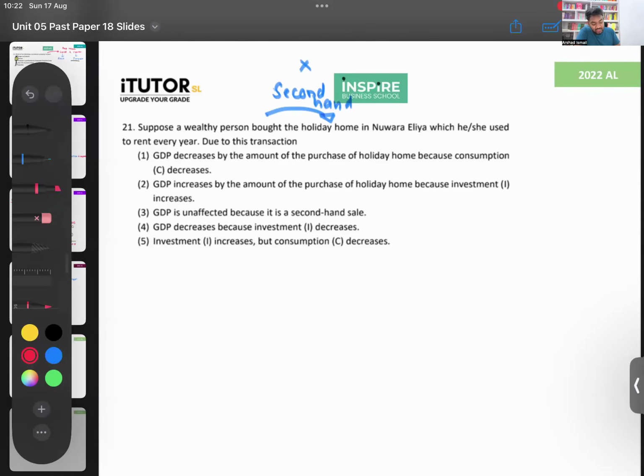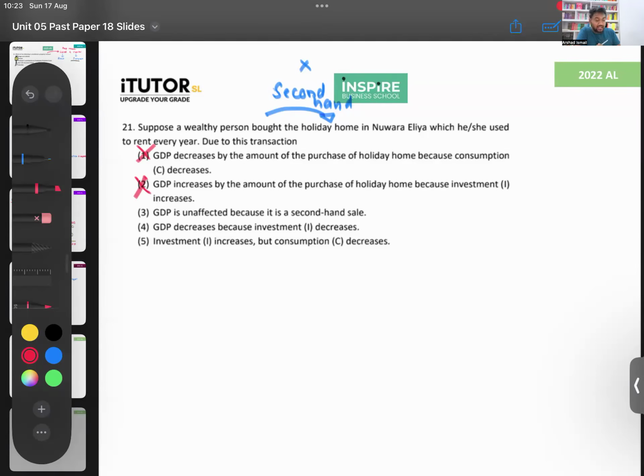And then they say which he or she used to rent every year. So maybe if you rent it in the future, yes, it can be included in GDP in the income approach. Maybe, if you are an individual person, it could be under rent, wages, interest, profits. You can even put it somewhere there. Okay, then which one do you think is your answer? GDP decreases, you can't say. GDP increases by the amount of the purchase of the holiday home? No, because it will not be there.